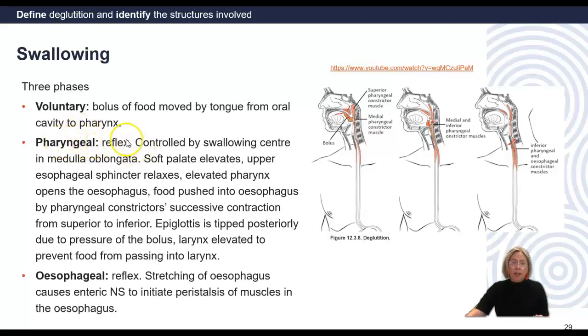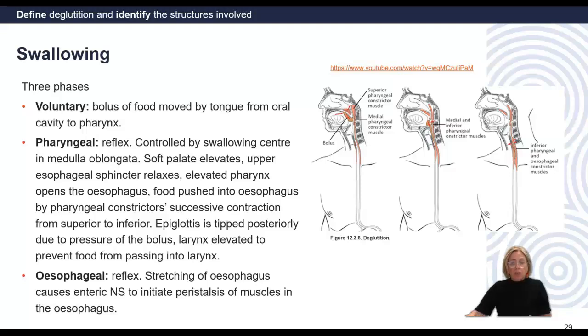The pharyngeal phase then is due to a reflex. It's controlled by the swallowing center in the medulla oblongata. The soft palate elevates, the upper esophageal sphincter relaxes, and the elevated pharynx opens the esophagus, and food gets pushed into the esophagus by the pharyngeal constrictors successively contracting from superior to inferior. The epiglottis is tipped posteriorly due to pressure of the bolus of food, and the larynx is elevated to prevent food from passing into the larynx and then on into the other parts of the respiratory tract.